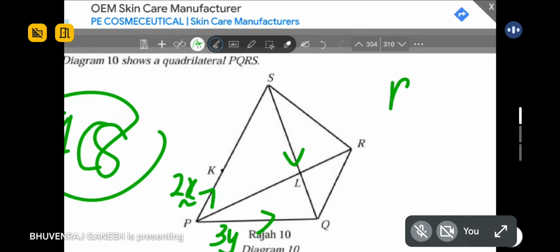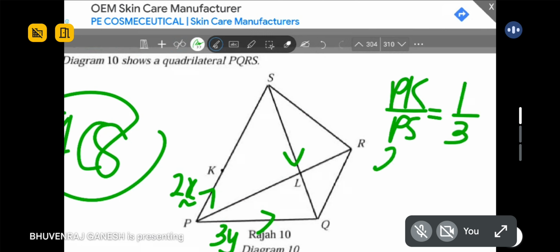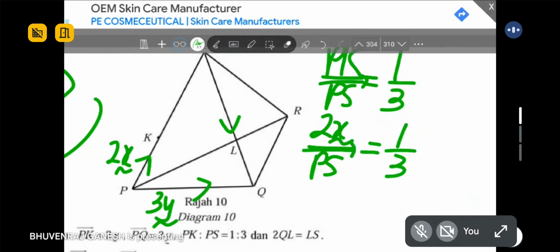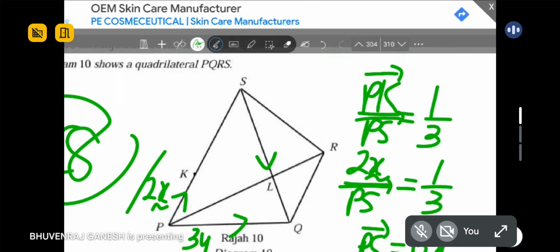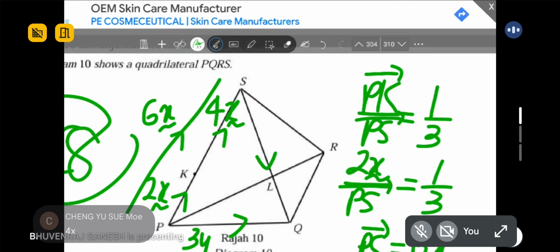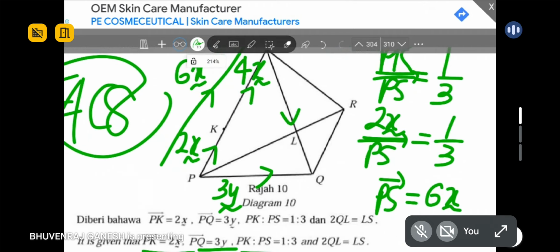So you must use ratio, guys. PK over PS is 1 over 3. PK is 2x, over PS equal to 1 over 3. Actually must put arrow. Kena letak anak panah because it's vector. So you will get PS equal to 6x. Am I right? 6x. So this one, total 6x. So how much is this, guys? KS berapa? Yes, very good. 6x minus 2x, so 4x. Now you can find the SQ.